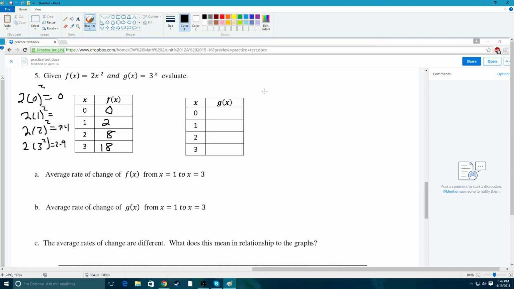If we look at this function, this is 3 to the 0 power. Anything to the 0 power is 1. This is 3 to the 1 power, and anything to the power of 1 is itself. 3 to the second is equal to 9. And 3 to the third power equals 27.